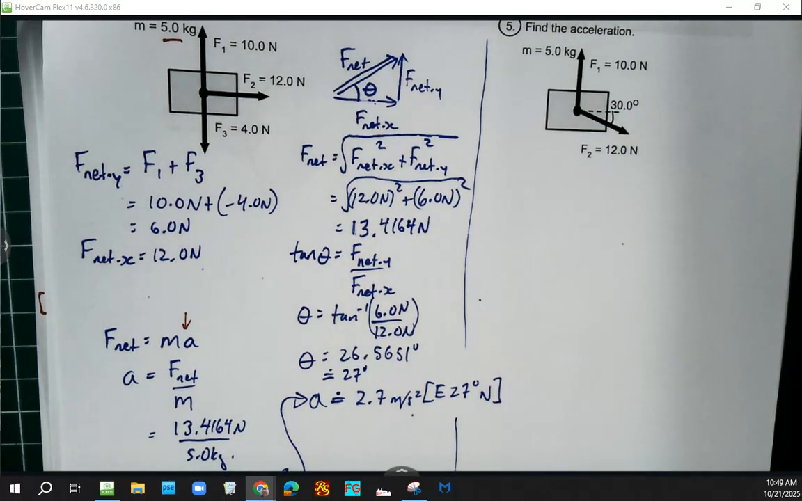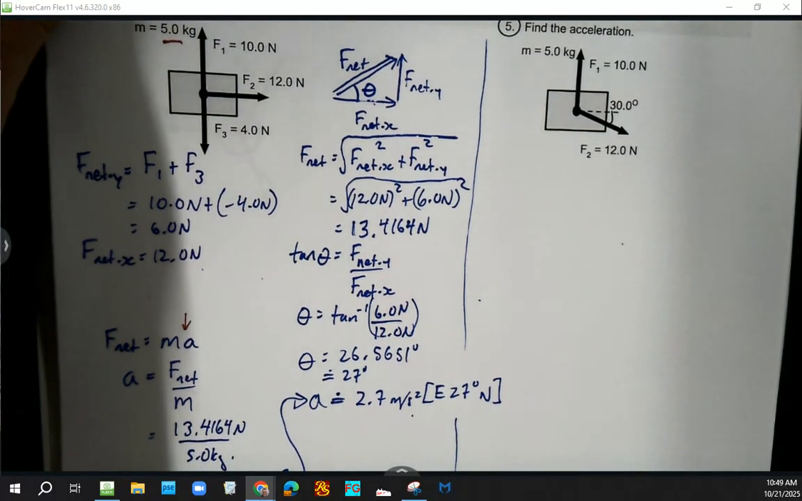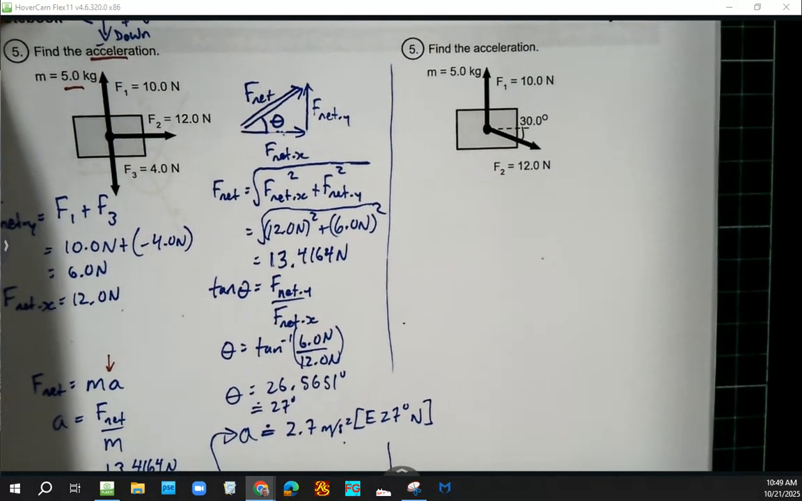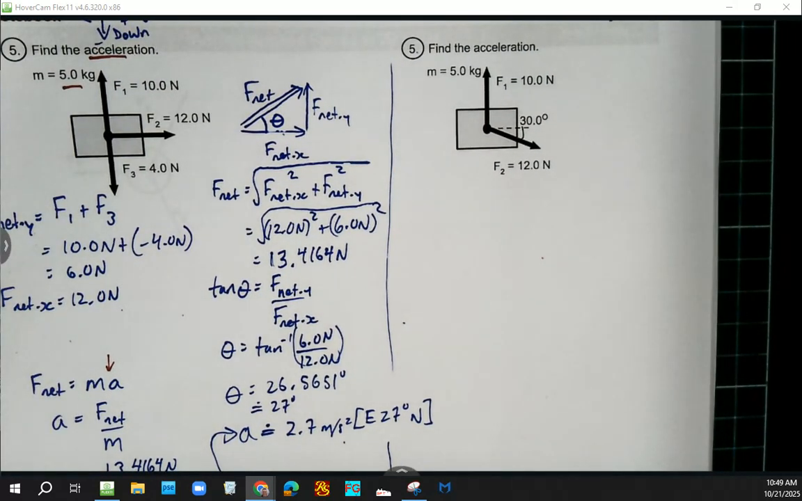Let me give myself a little bit of a page break there. Question number 5. I look at question number 5 and I think, what am I going to do with this thing? There's an angled force. Can you guys tell me, what do you think I should do with this thing? What did you say? Yeah, look at this.